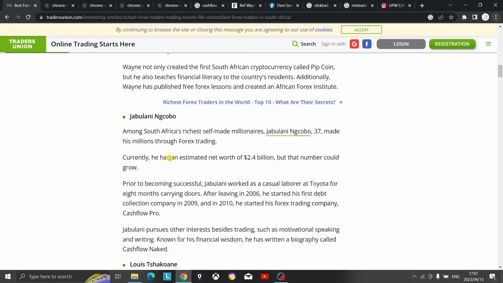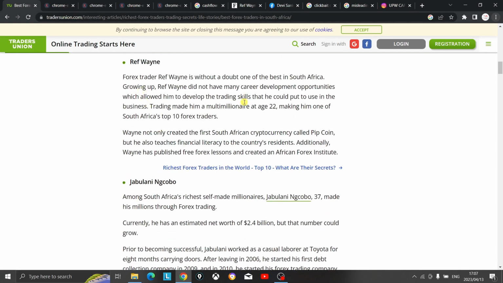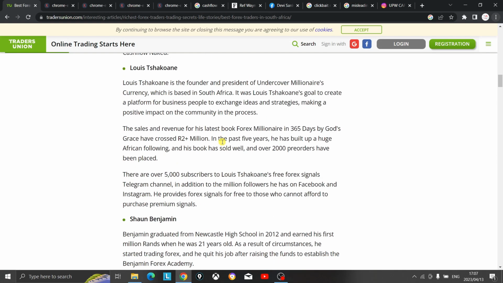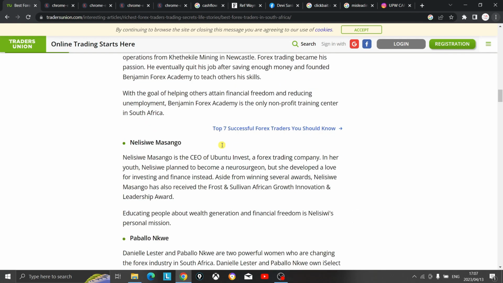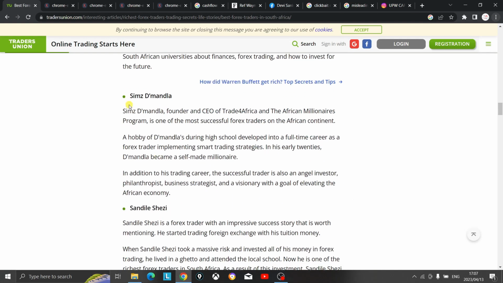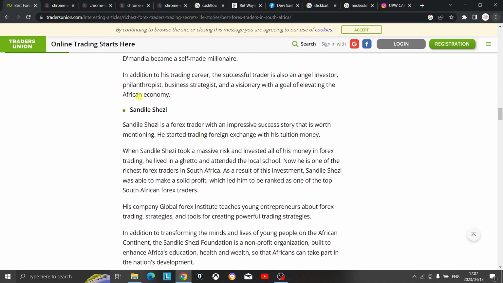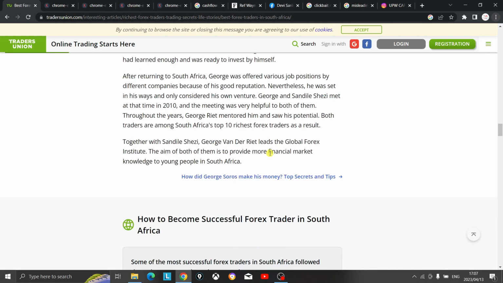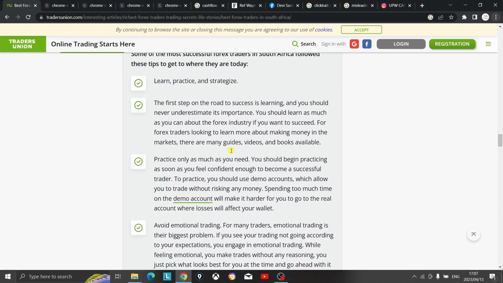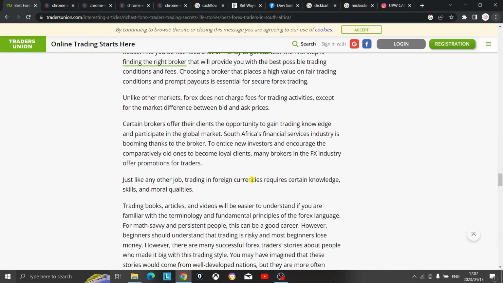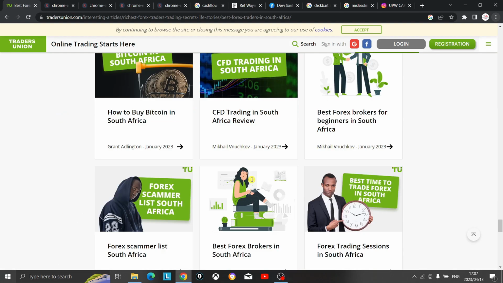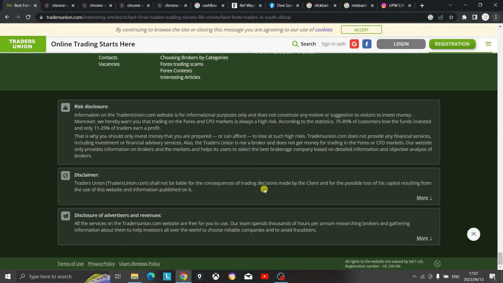Pattern is very similar. Forex trader names are here. We have this Jabulani guy here again. They say he's worth 2.4 billion. You'll see it's almost like copy and paste from other websites. Again, same names. You can see similar names. Oh, there's this guy here, Sandile Shezi, George van der Rit, right? Then they give you some tips here. No audited financial statements, Traders Union. Where is it? Where is it? Am I missing something here?